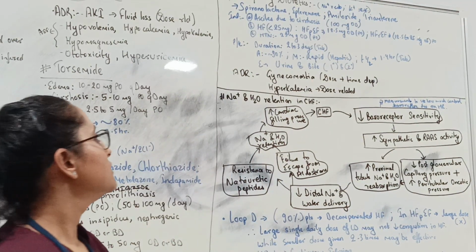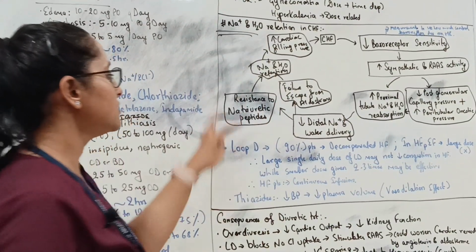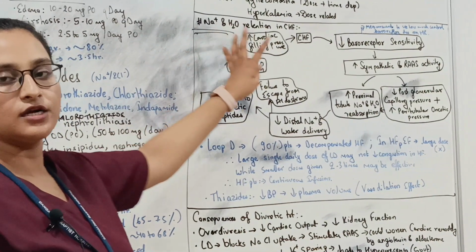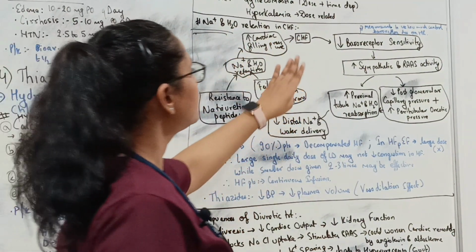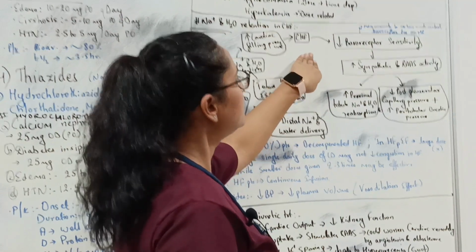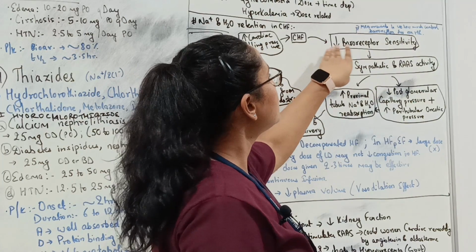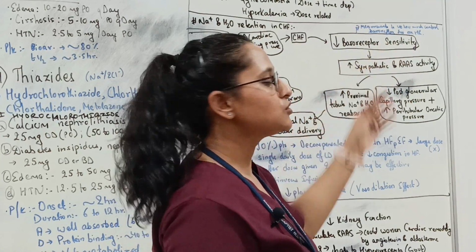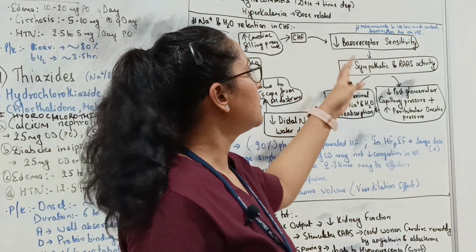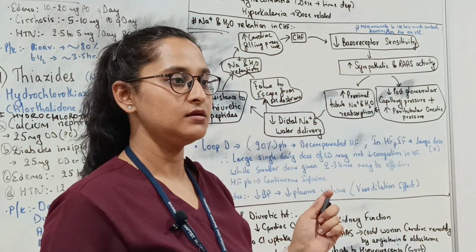Now coming to sodium and water retention. This is the overview of sodium and water retention in chronic heart failure. When a person comes with chronic heart failure, there is decreased baroreceptor sensitivity. The baroreceptor sensitivity index measures how much control the baroreflex has on the heart rate. Did you understand? Should I explain again?